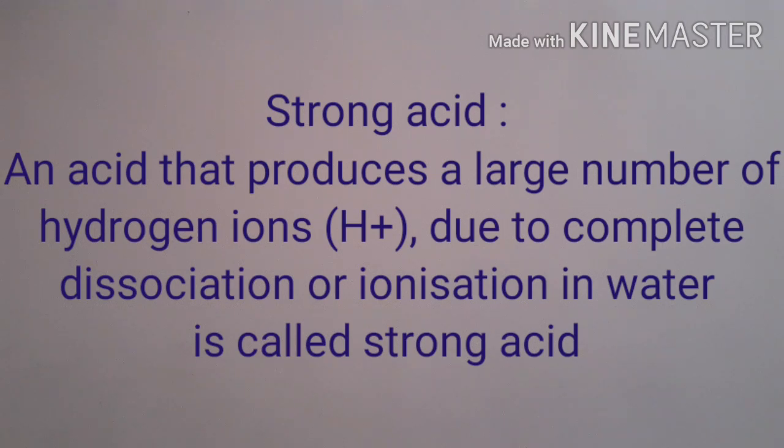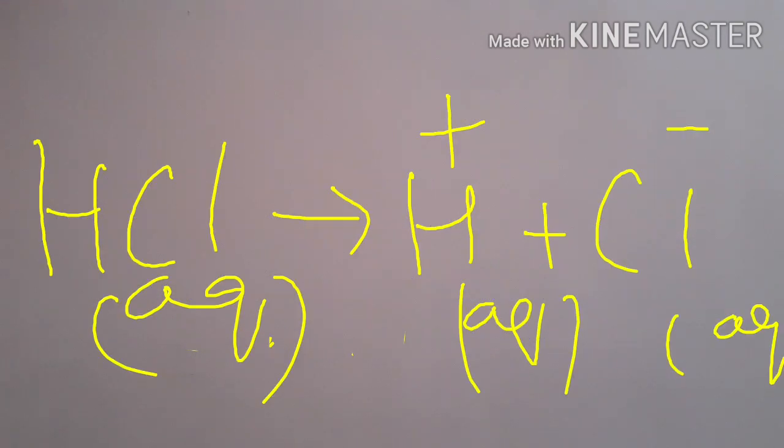For example, HCl. When we dissolve HCl in water, it dissociates completely to produce H plus and corresponding Cl minus ion. In order to show the complete dissociation, we put the arrow mark pointing towards the product.